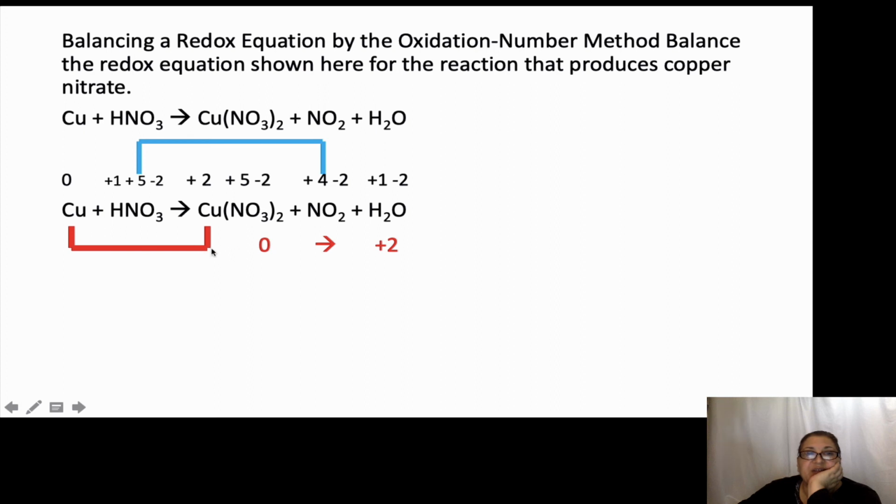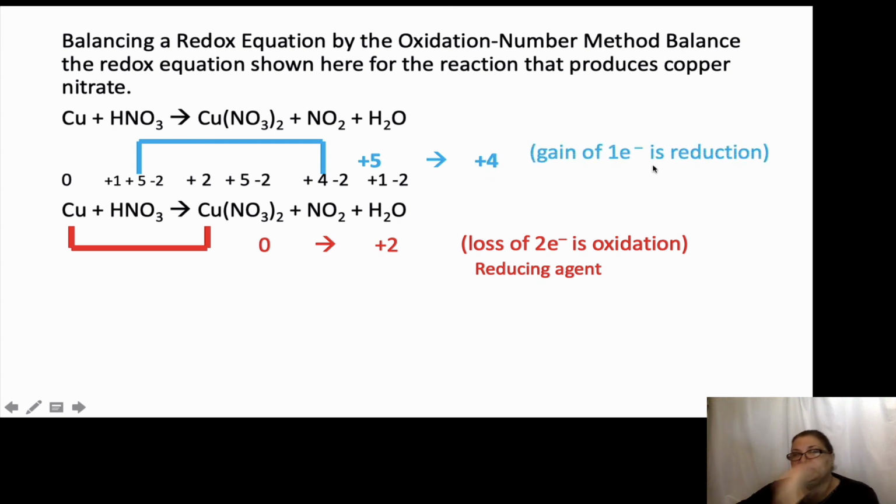So in this case, copper went from 0 to +2. That means it lost 2 electrons. So this is my oxidation, and copper is the reducing agent. And then nitrogen went from +5 to +4. That means it gained 1 electron. This is my reduction, and it's the oxidizing agent. So to balance 2 electrons and 1 electron, we multiply nitrogen by 2.